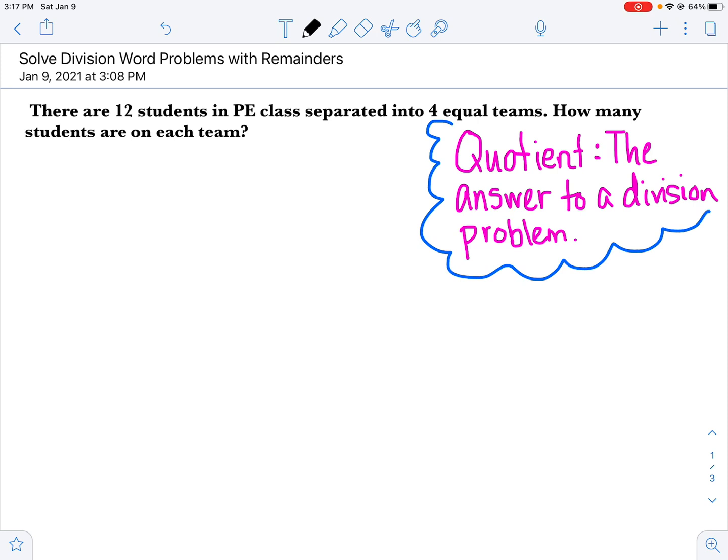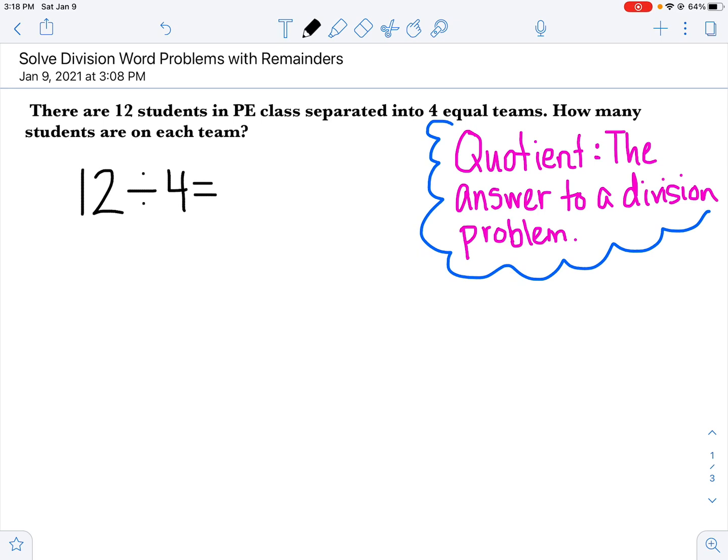It says there are 12 students in PE class separated into 4 equal teams. How many students are on each team? So first of all, what is the number sentence that you could write or would write in order to solve this problem? Well, if you were thinking I need to do 12 divided by 4, you are correct. Okay, so if we do 12 divided by 4, what would be our quotient or what would be our answer?